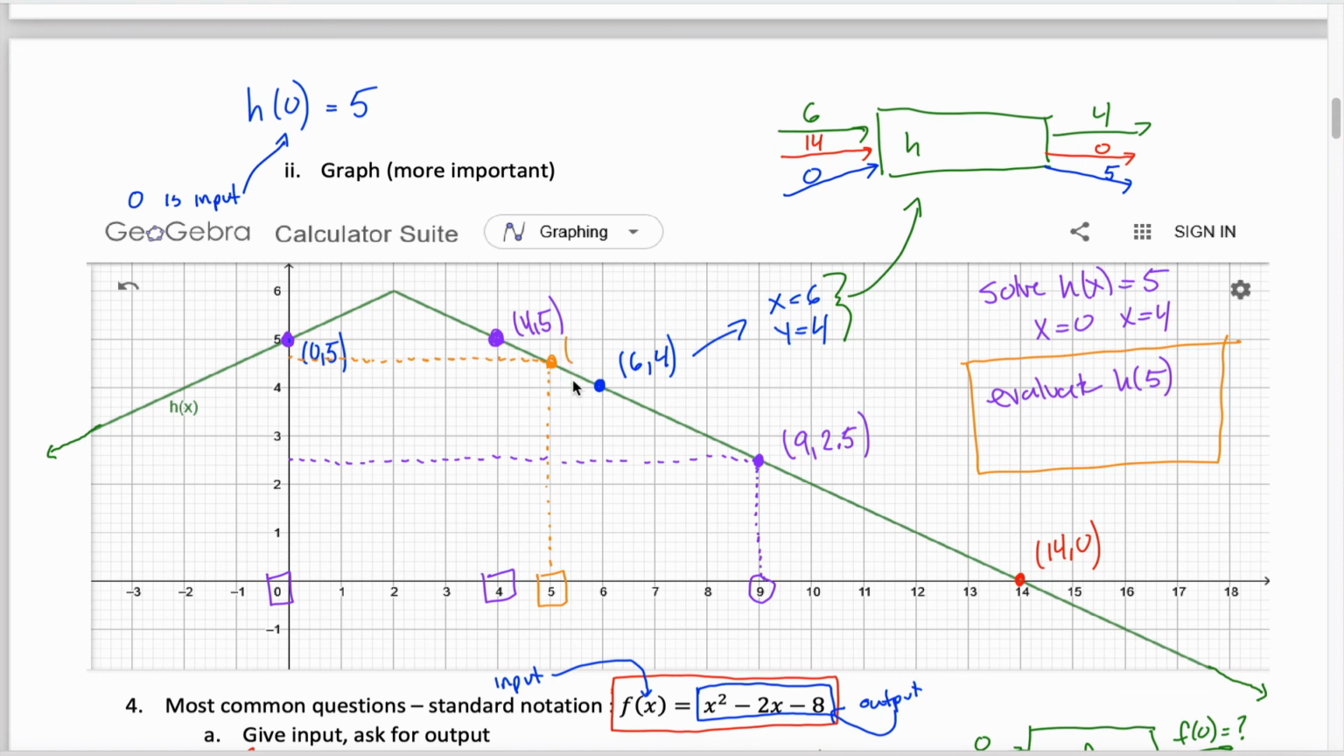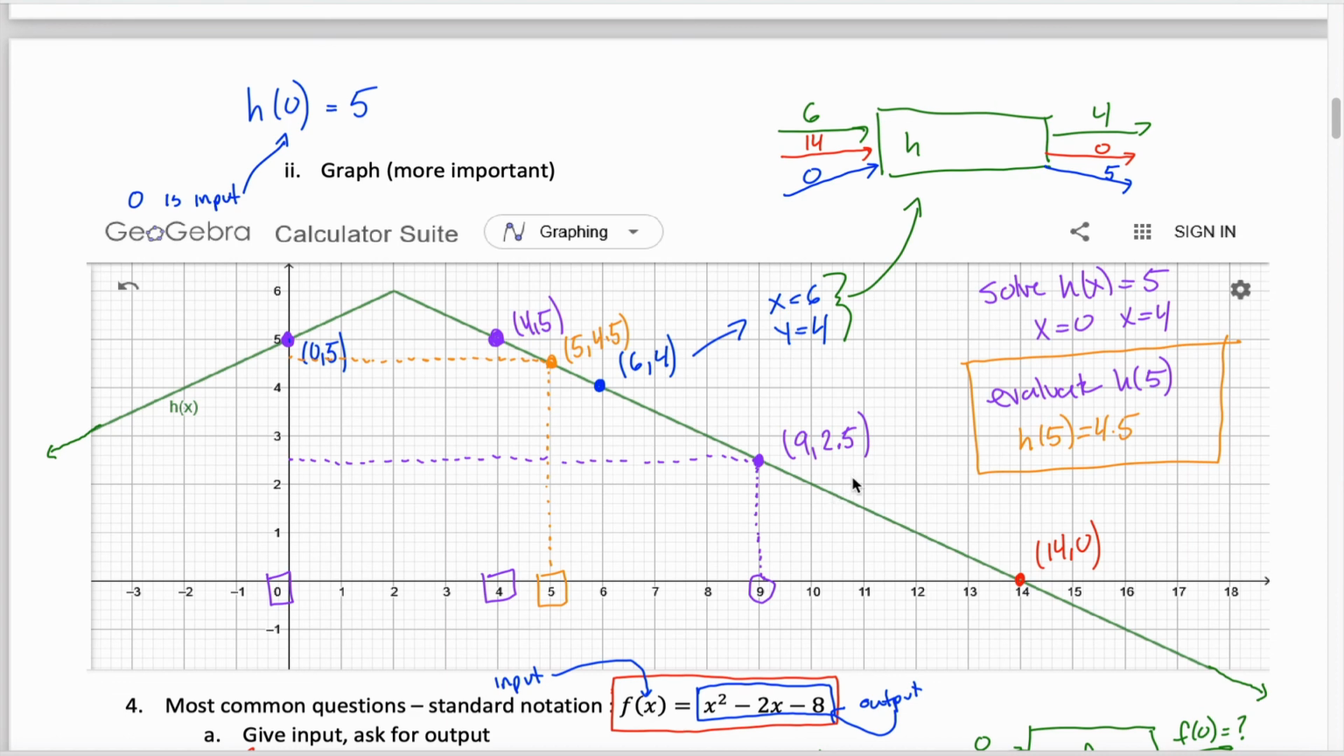Because this point right here is at (5, 4.5), the answer to this question, where I'm asked to evaluate h of 5, is that h of 5 is equal to 4.5. The output of 4.5 corresponds with the input of 5. Because this point has a height of 4.5, and looking left and right, its x value is 5. h of 5 is equal to 4.5. Two very similar looking questions with very different answers. Up here, I'm given the output is 5, and I figure out that the inputs are 0 and 4. Down here, I'm given that the input is 5, and I figure out that the output is 4.5.